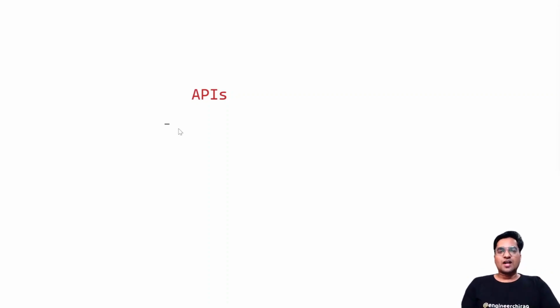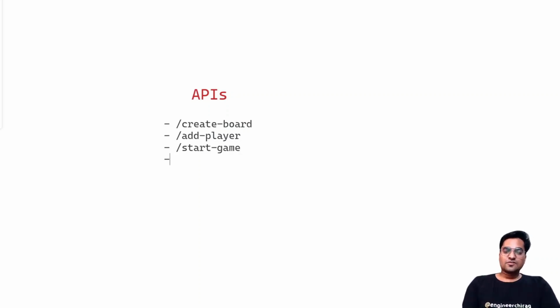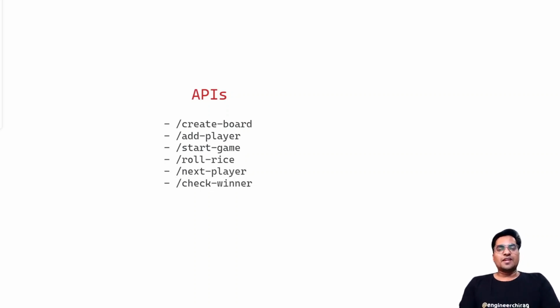If someone asks what sort of APIs you need, it's very easy, right? You can just say I want a create board API. There should be an add player API for when there is a new player. There can be other APIs like start game. There can be APIs to roll the dice and get a new number. There can be an API which gives you the next player, the details about who is going to play next. There can be others, like check winner, where the API tells you who the winner is.